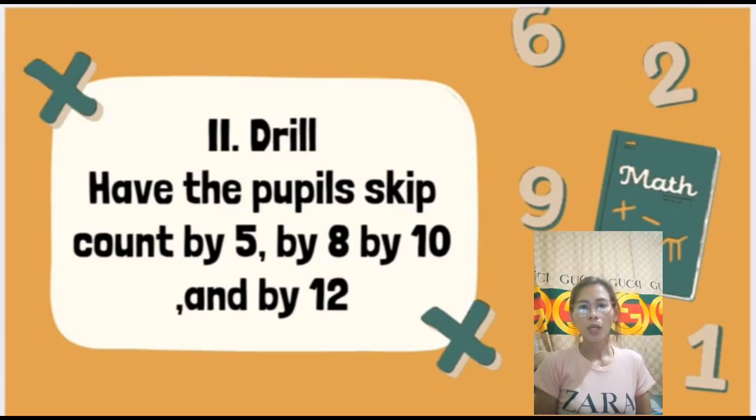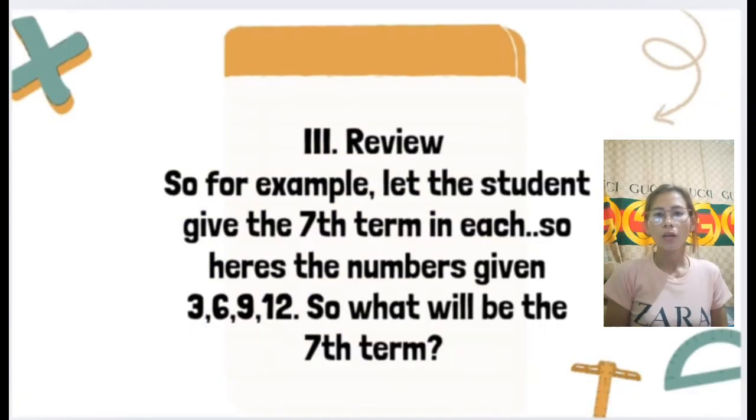Number 2, drill. Have the pupils keep count by 5, by 8, by 10, and by 12. Third, review. So for example, let the student give the seventh term in each. So here's the numbers given. 3, 6, 9, 12. So what will be the seventh term?